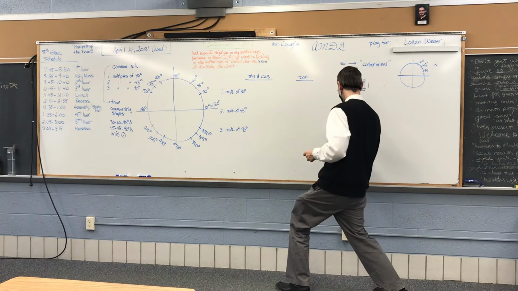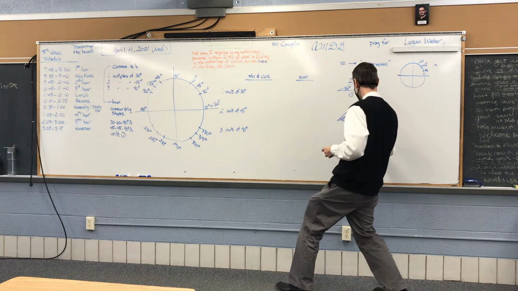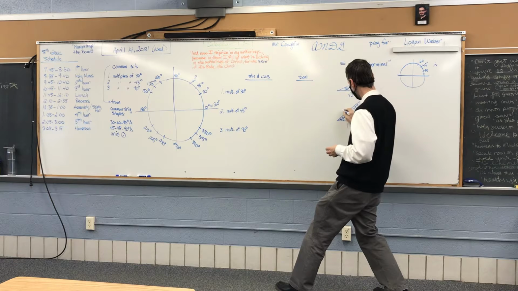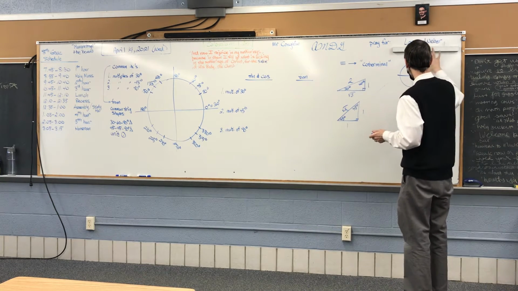Noah, what's the 45, 45, 90 sides? 1 and 1, and then radical 2. Correct. And now for a unit circle, let's get rid of these things.